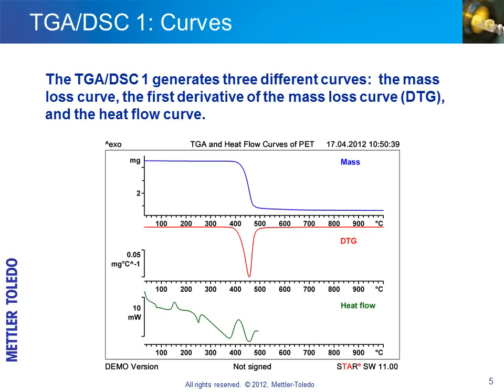The TGA DSC1 generates three different curves, namely the weight loss curve, the derivative of the weight loss, or DTG curve, and the heat flow curve. The example shows the three curves obtained from the analysis of a sample of polyethylene terephthalate.